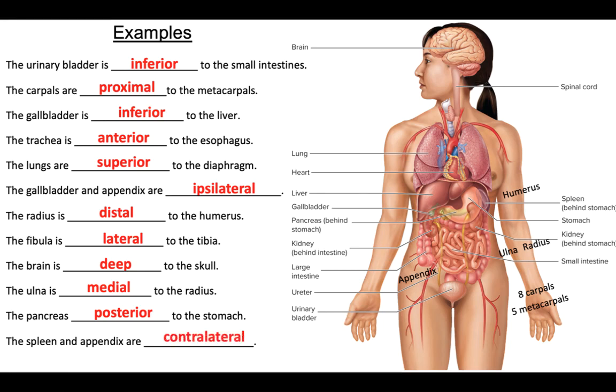Spleen and appendix are contralateral. So there's that appendix. It's on the right side. There's the spleen over here on the left side. So the spleen and appendix are contralateral. Now, someone might say, well, isn't the spleen superior? Yes, but it wouldn't make any sense in this statement. The spleen and appendix are superior? No, that doesn't make any sense. So it would have to be contralateral. So practice, practice, practice. Know the definition, and then be able to choose a word that completes that sentence. That's what I would recommend you do as far as studying directional terminology.